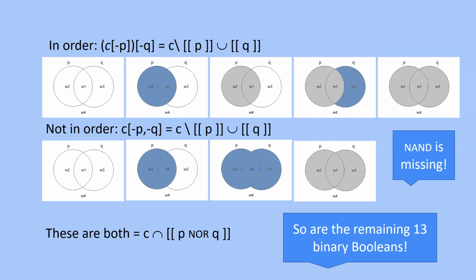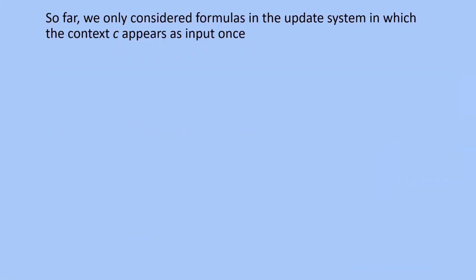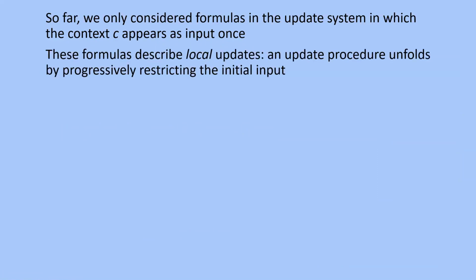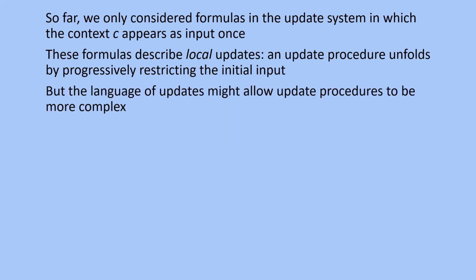Good, you're welcome. So then, exactly as I was saying, we need an extra step to encode the remaining Boolean functions. The one I will introduce, which is crucial, is the idea of global updates. It goes like this. At this point, we have only considered formulas in the update system in which the context appears as input only once. You can think of these formulas as describing local updates. In other words, you give an input C, and then those formulas describe an update procedure that unfolds by progressively restricting the initial C. So they're only local, right? You only have to look at the context once at the beginning, and then you work on it.